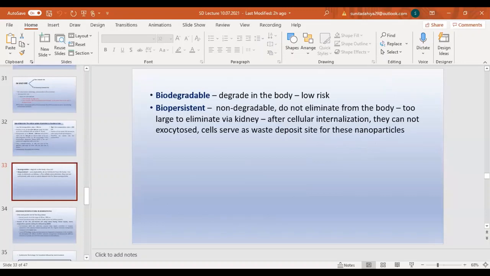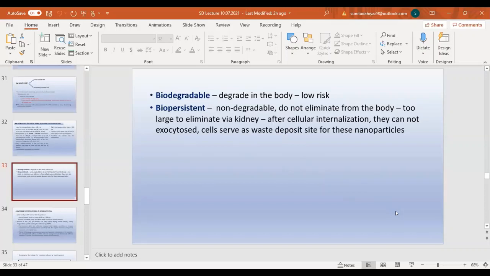Now the persistency is related to the biodegradability, whether they will be biodegradable or not, or will be remaining forever. Say, for example, carbon nanoparticles, right? CNTs, carbon nanotubes. So they cannot be used for human beings, right? So biodegradable particles are low risk because they degrade in the body. They can be eliminated by the excretory system. Whereas if the particles are biopersistent, that means they are not biodegradable, they do not get eliminated from the body. They are too large to be eliminated via the kidney.